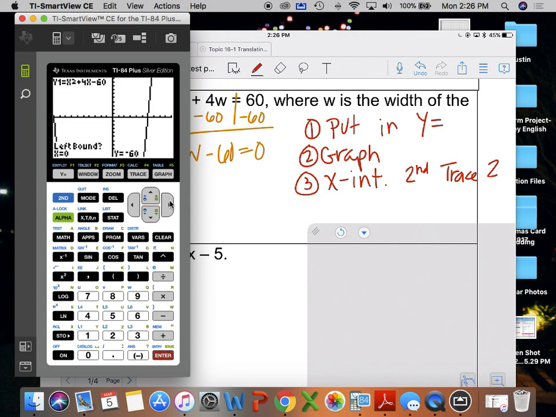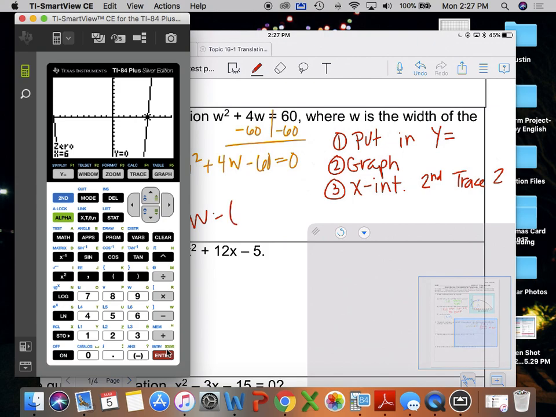So I can see my y is at negative 60. I'm going to the right because I want it to pop up over here. So I move to the one I want. It says left bound. So I move to the left and click enter. Go back to the one I want. Move to the right. Enter, enter. And so my width is 6.